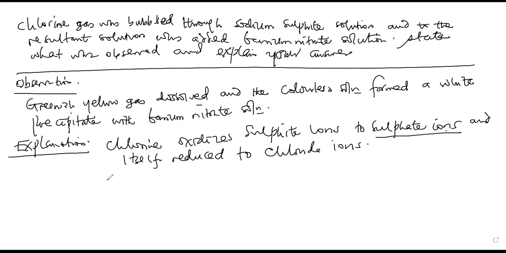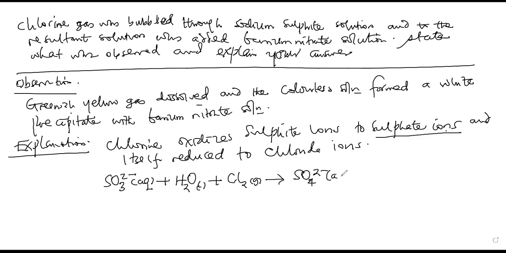But here you can first write the equation. Sulfite ions in presence of water react with chlorine to form sulfate ions, hydrogen ions and chloride ions.